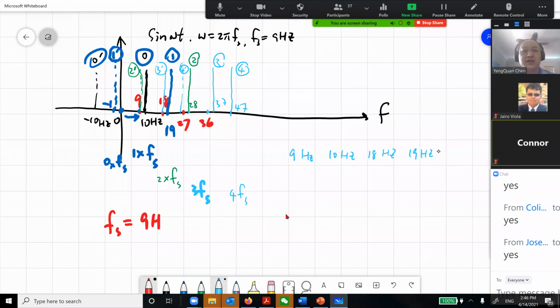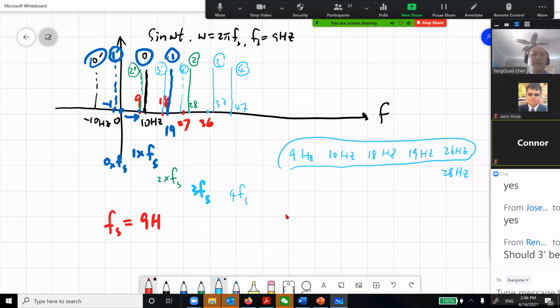Then I have 26 hertz. Then I have 28 hertz. So if I want to write the top 5, we just do this, okay? So those are the frequency components due to the sampling for the top 5. Okay. All right. So you should be able to do that.